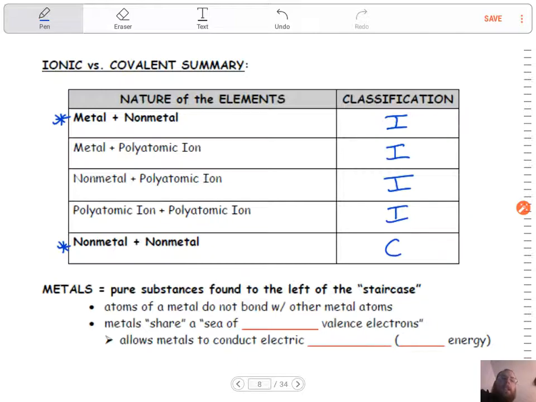And again, as we get into naming in the next unit, you're going to have a whole list of polyatomic ions that you don't have to memorize, but you've got to recognize them. So it'll be a lot easier when we get into that.